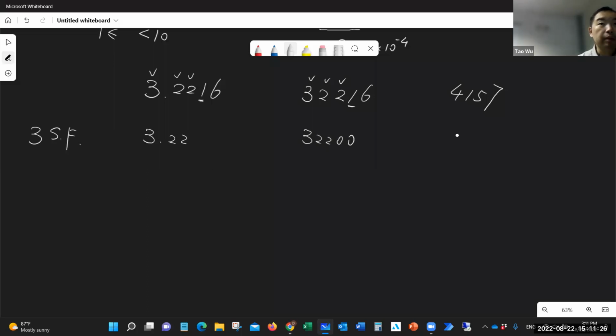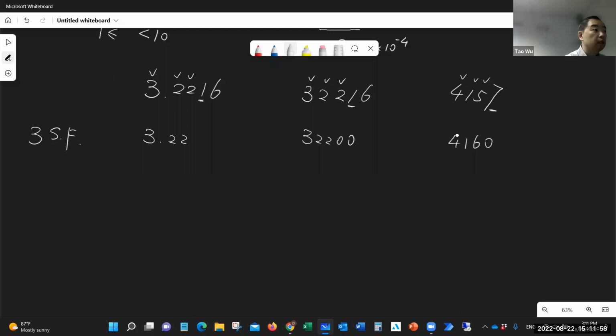And for this number, again, you look at 1, 2, 3, and then look at the next one. The next one is a 7, so you're going to round it up and then get rid of that part. So the number is going to be 4, 1, 6, and fill the zeros over here. So now this is the three sig figs for those numbers. And then you're going to write the scientific notation for those numbers.